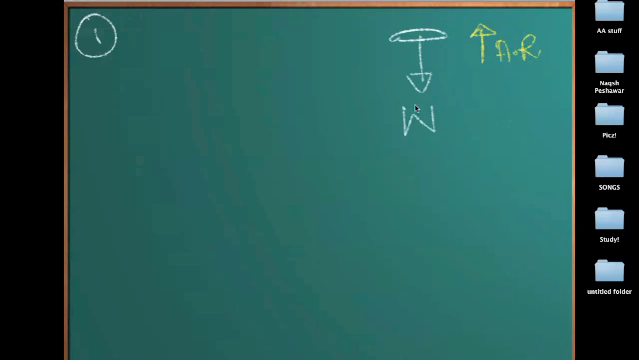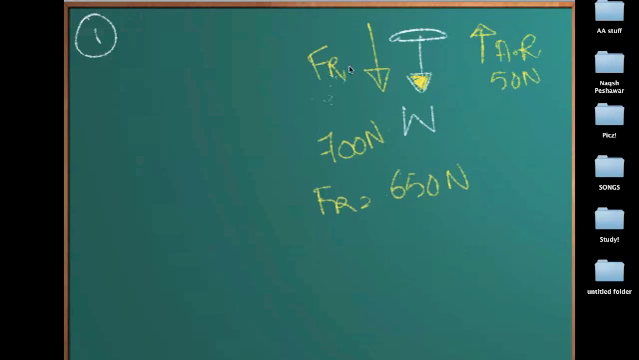But because the air resistance is very small compared to the weight, the resultant force is still downward. Let's say the weight is 700 newtons, I'm just assuming 700, and the force of air resistance is 50 newtons. So the resultant force would still be in the downward direction, 650 newtons. This is your resultant force. That is why it keeps moving downwards.